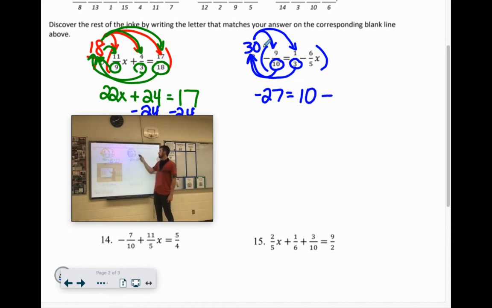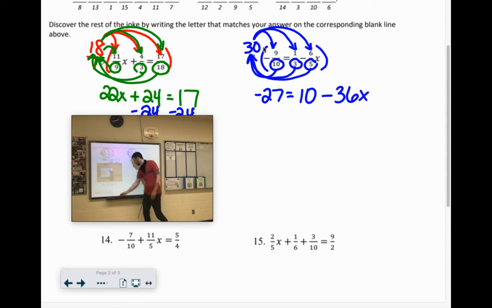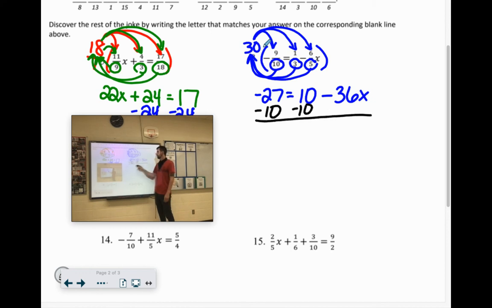See a minus. 5 goes into 30 6 times, and 6 times negative 6x would be negative 36x. There's our new equation. Okay, we'll have to undo addition and subtraction, so we'll get rid of the 10 by subtracting 10. Be careful, the minus goes with the 36. So minus 10 here, minus 10 there. Negative 37 equals negative 36x.